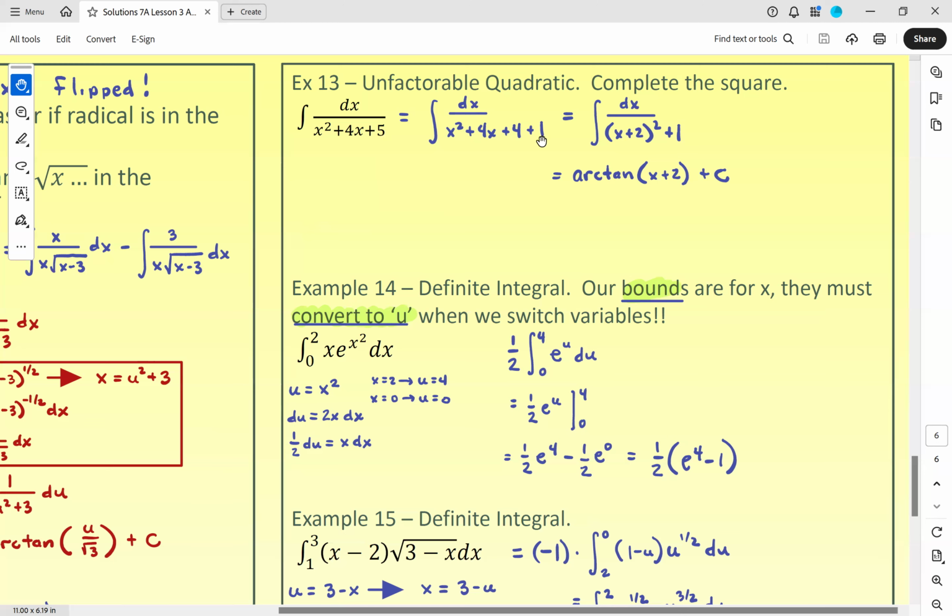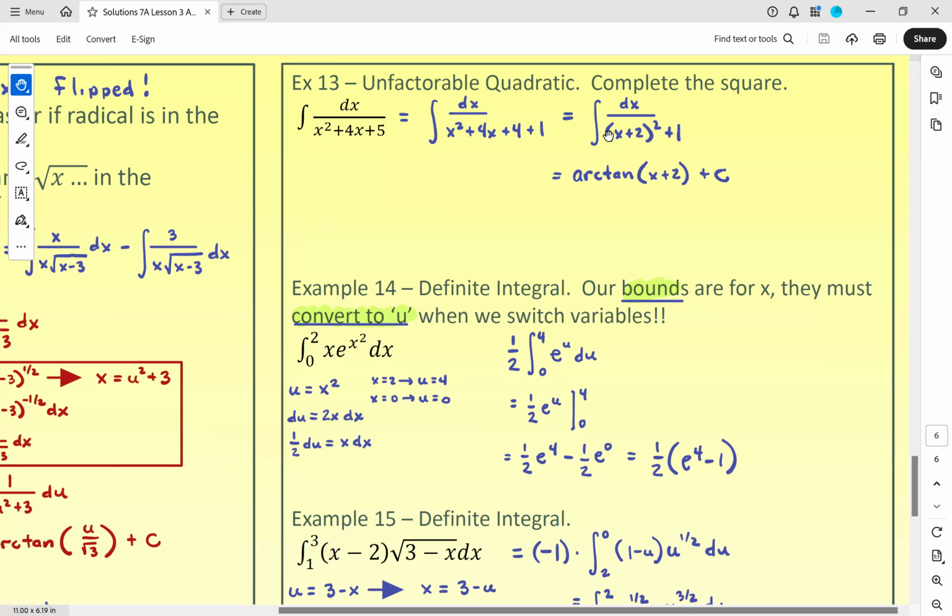And I'm not going to worry about the 1 for a couple moments here. But what came before the 1 is now a perfect square, so we can slightly rewrite things. I now have 1 over quantity x plus 2 squared plus 1. And once again, we are in top 20 land.